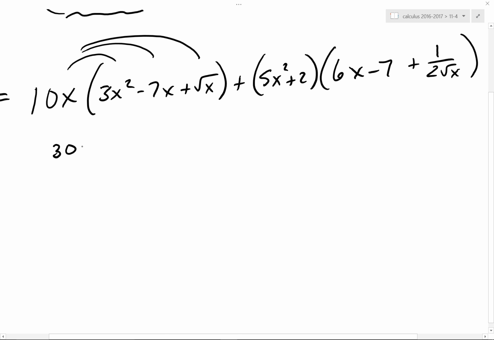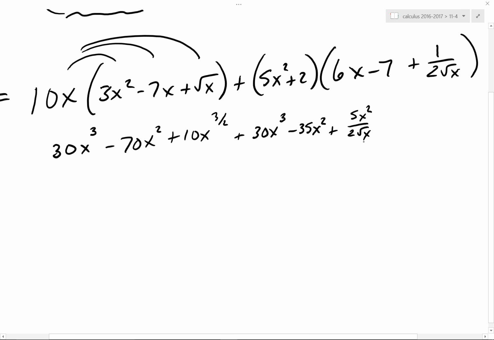So that'd be 30x cubed minus 70x squared plus 10x to the... What are you guys doing over there? What's going on? X to the 3/2 plus 30x cubed. Oh, that's cubed. Minus 35x squared. Plus, check it now, 5x squared over 2 square roots of x. But isn't that x to the 3/2? Yes, it is. Thank you. I swear.